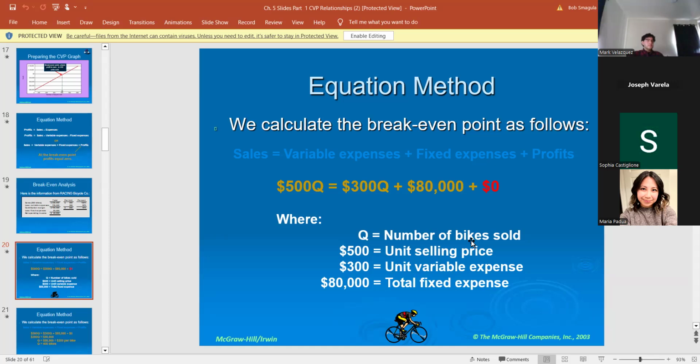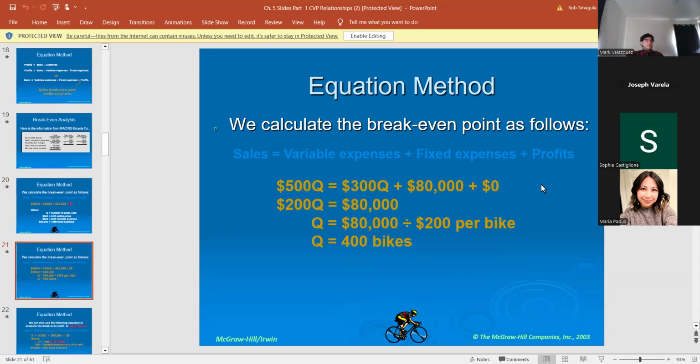Sales equal variable expenses plus fixed expenses, okay? Plus profits. Sales, $500 per unit sold times the quantity, which I think was five. Yeah, there it is right there. Five with plus 300 times that same quantity plus 80 equals zero. Your break-even point. That's one way to figure it out.